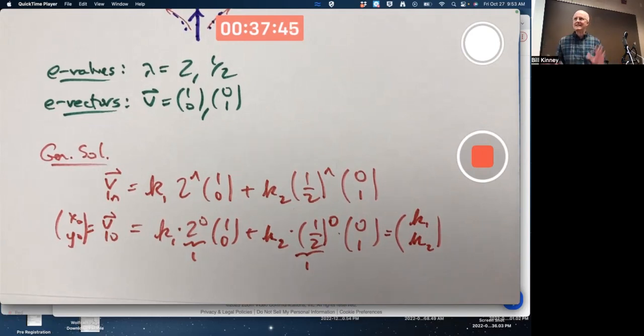Again, if your matrix is not diagonal, it gets more complicated. Solving for k1 and k2 involves a system of linear equations that you got to solve by row operations. So how do you find eigenvalues and eigenvectors in general?